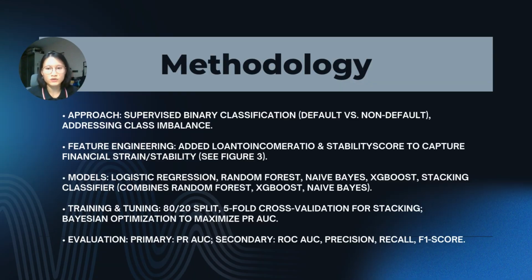Our models include logistic regression, random forest, naive Bayes, XGBoost, and then the stacking classifier that combines all these models and applies Bayesian optimization to maximize PR-AUC. For evaluation, we prioritize PR-AUC, with secondary metrics like ROC-AUC, precision, recall, and F1 score to assess performance comprehensively.